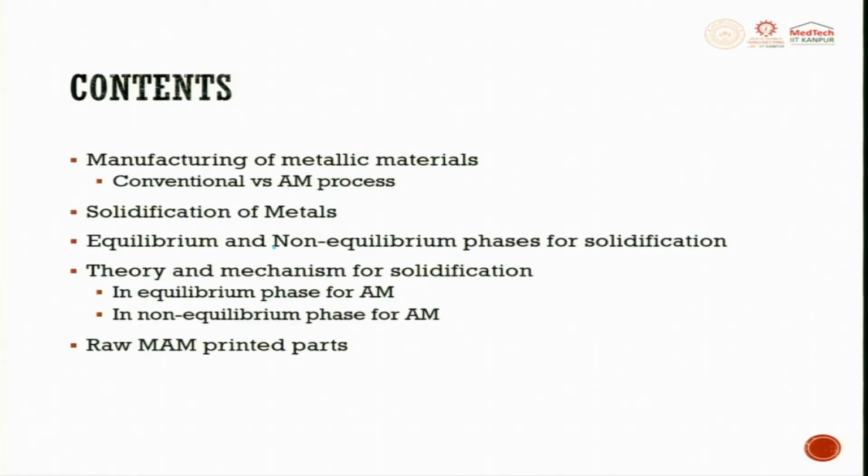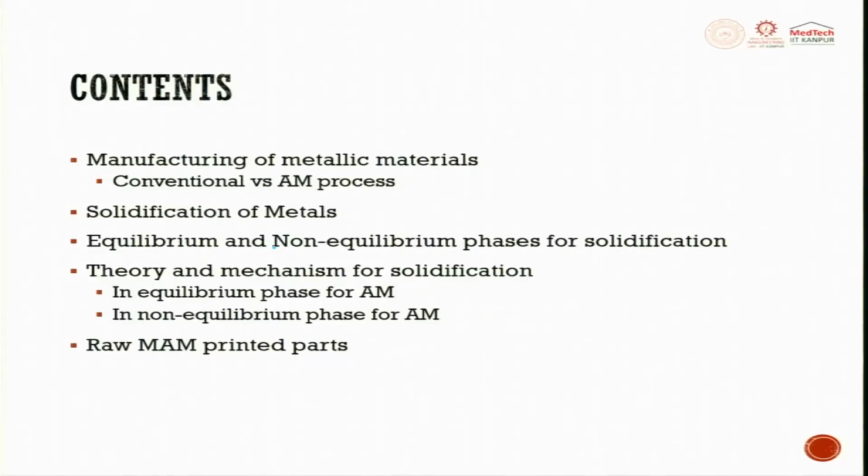First, we will see manufacturing of metallic material. We will compare conventional casting and the additive manufacturing process. Next, we will see some basics which are common to casting as well as additive manufacturing, the solidification of metals. From there, we move forward to understand equilibrium and non-equilibrium phases for solidification. What are the phases getting formed, and what is the role of these phases in terms of product development or the quality of the output? Then the theory and mechanism for solidification in the equilibrium phase and in the non-equilibrium phase for additive manufacturing. And the last one we see is raw metal additive manufacturing printed parts.